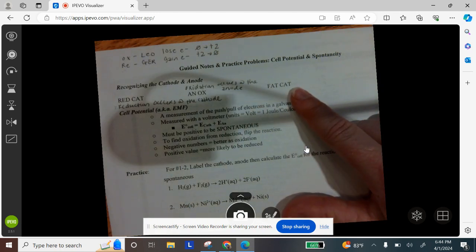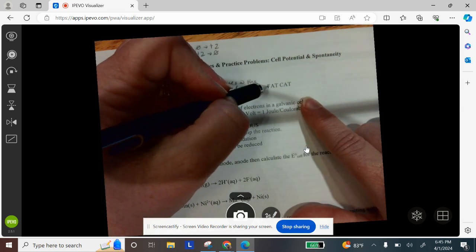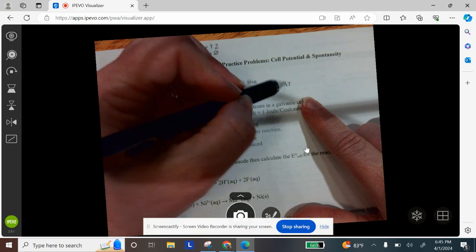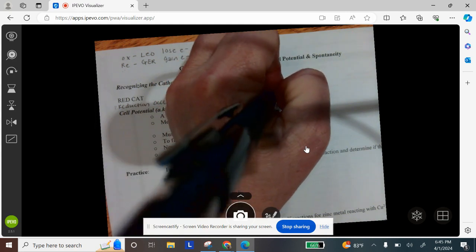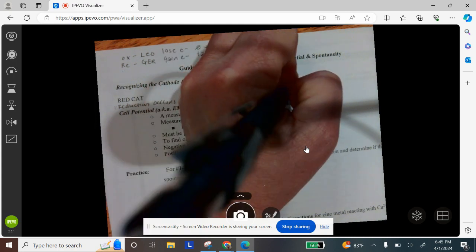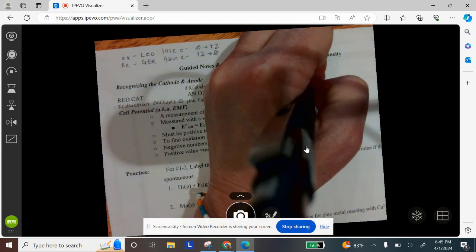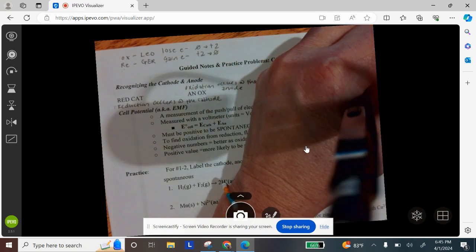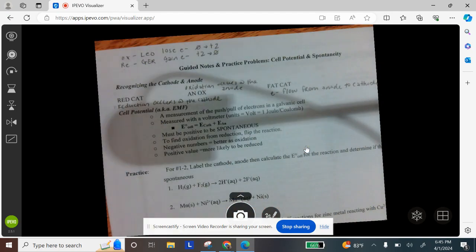And then fat cat is just telling us which way the electrons flow. So the electrons flow from the anode to the cathode. Okay, so I'll write that out. That's how you remember that. Electrons flow from the anode to the cathode. And you guys should have seen a setup of that from looking at the Edpuzzle that we had, like a setup of an anode and cathode.